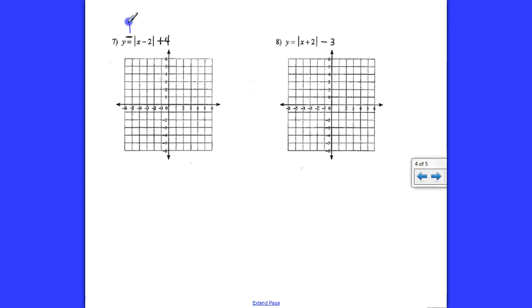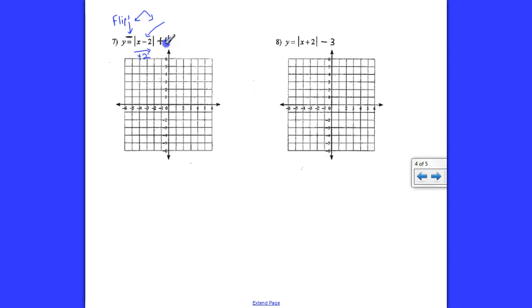We have this. Do you remember from the last video what that tells us right there? Hopefully you know that that flips it. So my graph is going to look something like that. It's going to go down. Okay, do you remember what inside that will do? That makes it move along the x-axis the opposite direction. So that's going to be +2 along the x-axis.